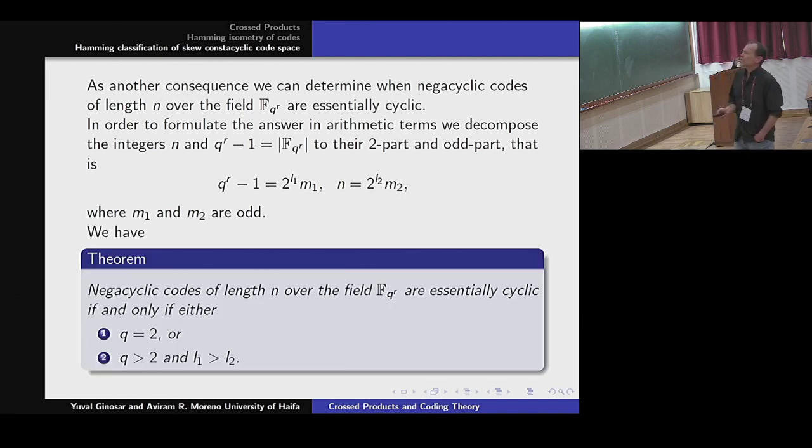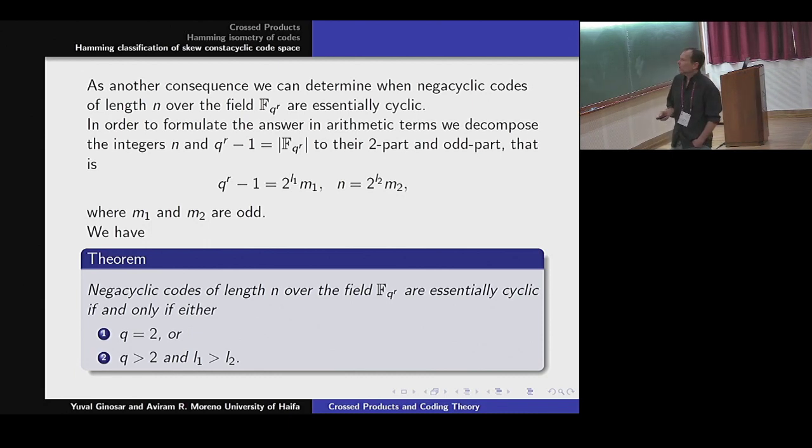The theorem is as follows. Negacyclic codes of length n over the field fq to the r are essentially cyclic if and only if either q is 2, and then it is okay. This is trivial because 1 is minus 1. There's no problem in that. But it also happens for odd primes. If q is an odd prime, then what we just need is L1 to be greater than L2. And then we get that there's no essential difference between negacyclic codes and cyclic codes in the isometric way of speaking.